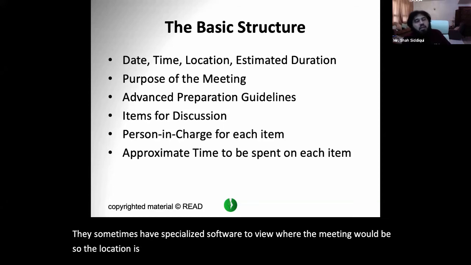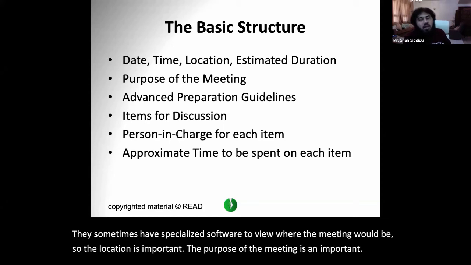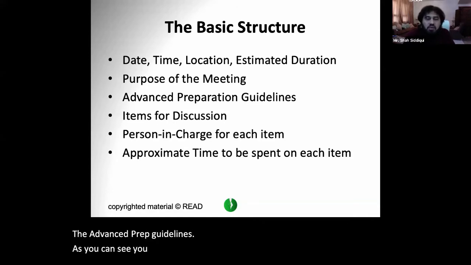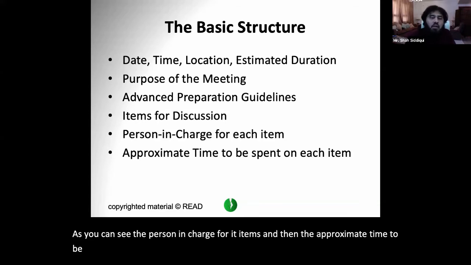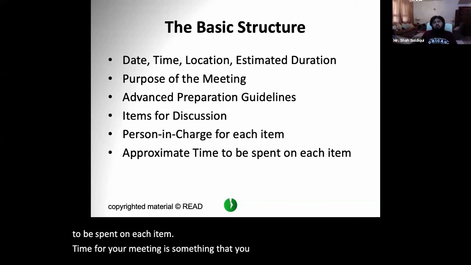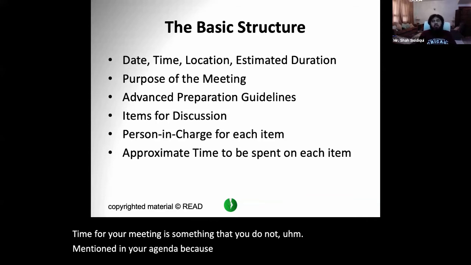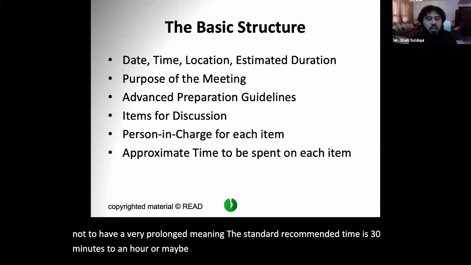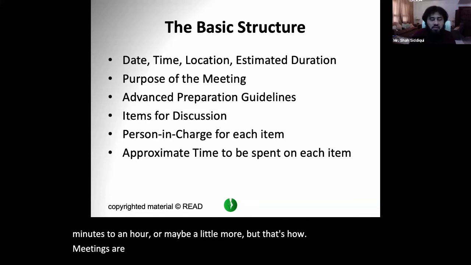The purpose of the meeting is important. The advanced prep guidelines. As you can see, the person in charge for each item, and then the approximate time to be spent on each item. Time for your meeting is something that you do not mention in your agenda because it's always different, but it's always advisable not to have a very prolonged meeting. The standard recommended time is 30 minutes to an hour, or maybe a little more. But that's how meetings are held, and this is off the agenda.